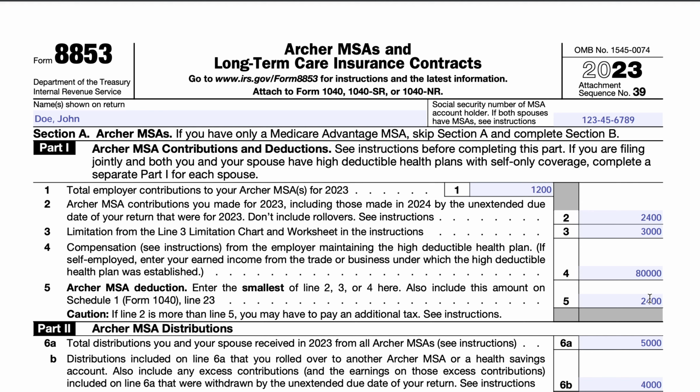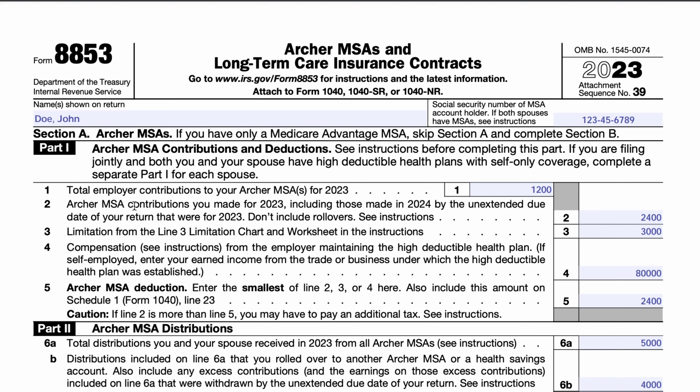So now there is a note if for some reason line 5 is greater than line 2, which means that you either exceeded the limitation on how much you could have contributed to your MSA, or your income from that employer was less than your total contributions, then you may owe an additional tax.